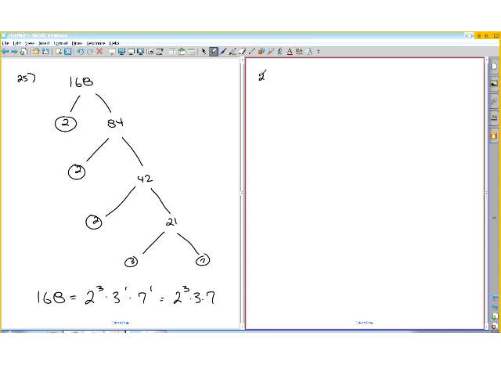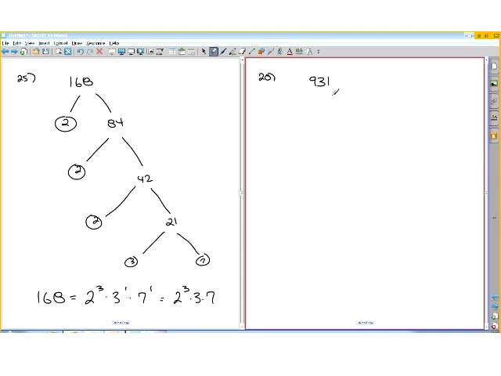Okay, the next problem is 28, and we have 931. It can't be divided by 2 because it's an odd number. Can we divide by 3? Well, if we add these digits together, 9 plus 3 is 12, plus 1 is 13. That's not divisible by 3, so we can't divide it by 3. All the even numbers are out of it, and 5 we can't do.